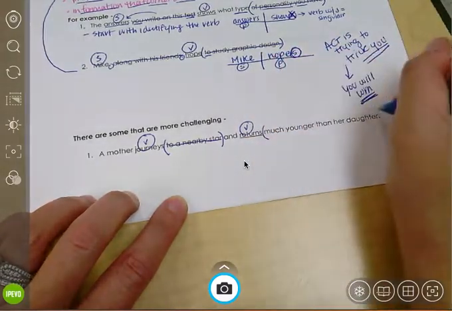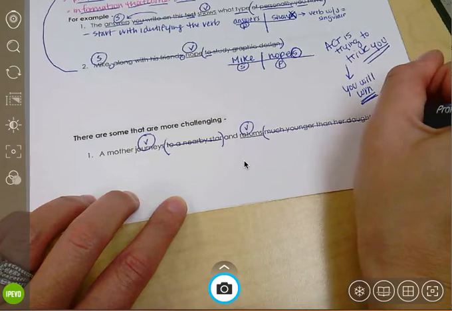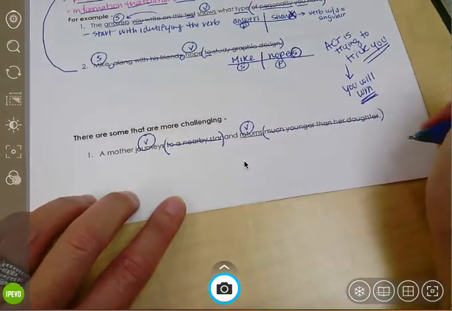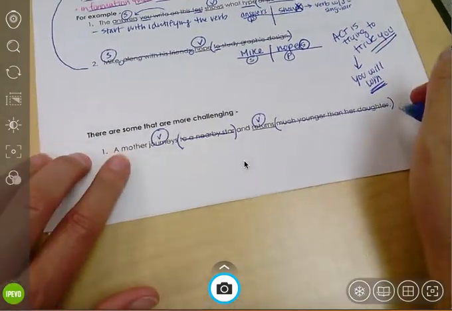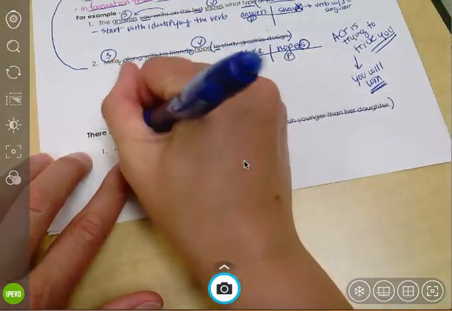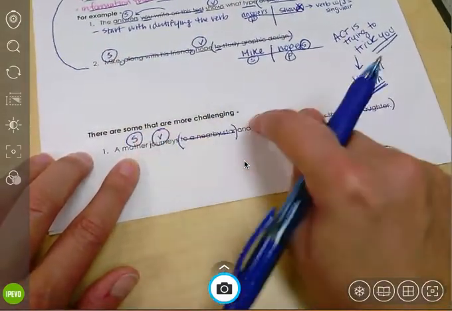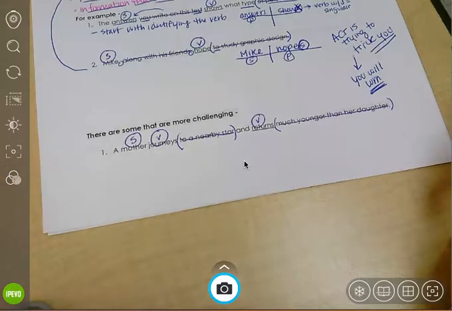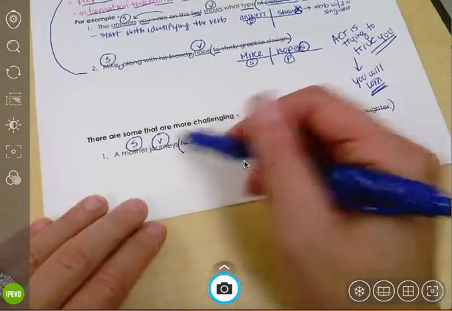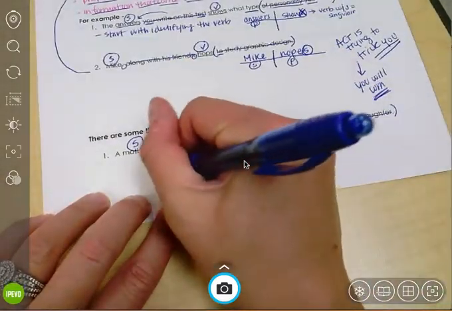Much younger than her daughter is describing how she returns. I'm going to cross that one out too. And so all I have left at this point is one noun, and that's going to be mother. Mother journeys, mother returns. That matches because that mother is doing both of these things. So I'm going to go ahead and diagram that.